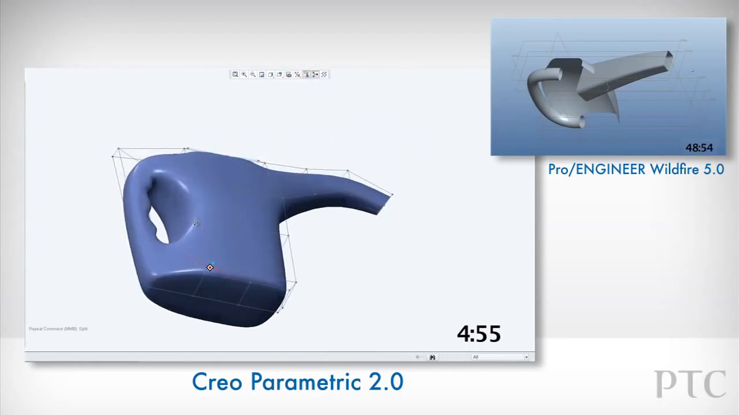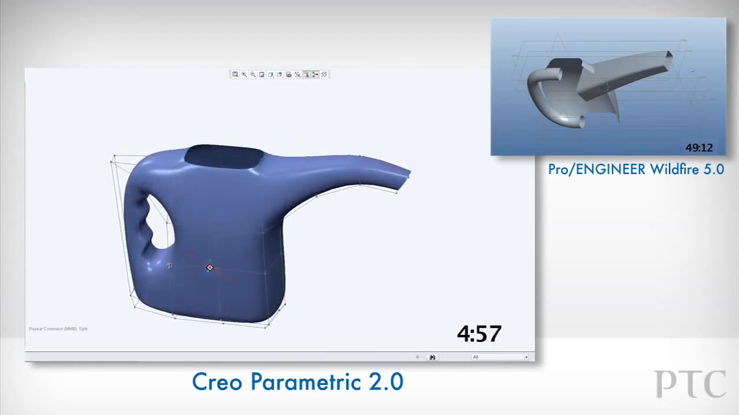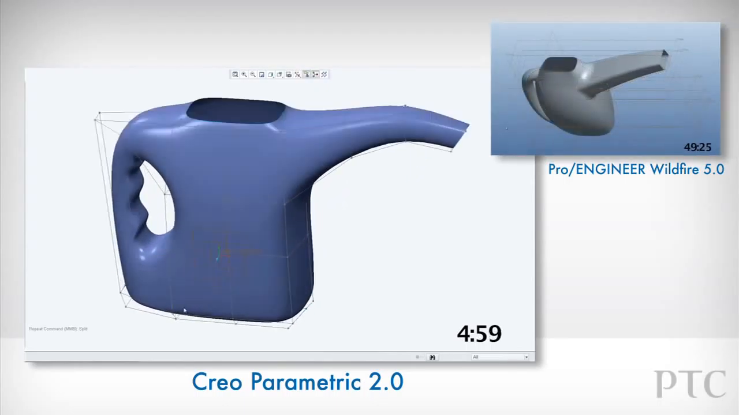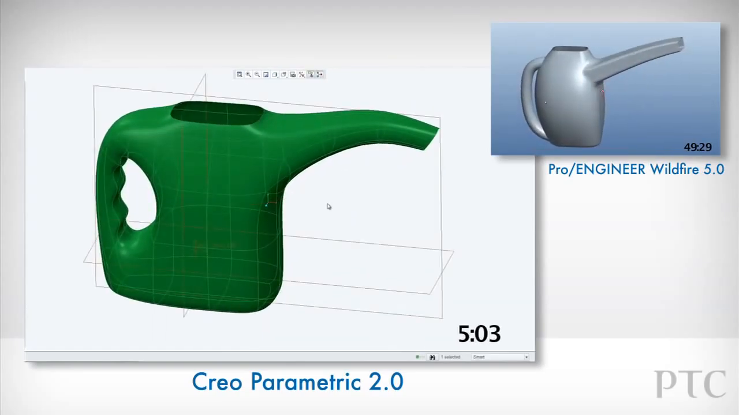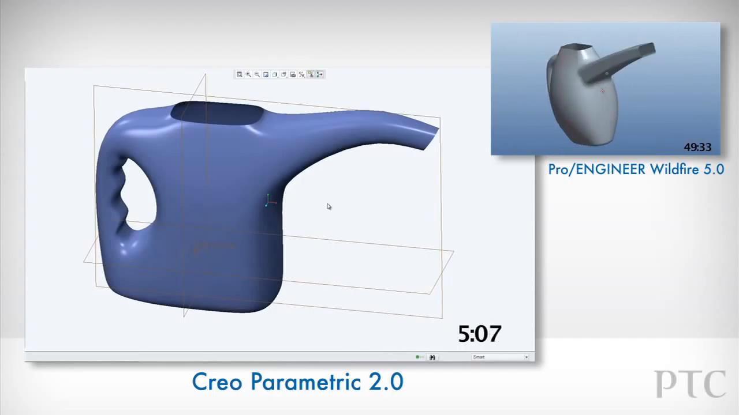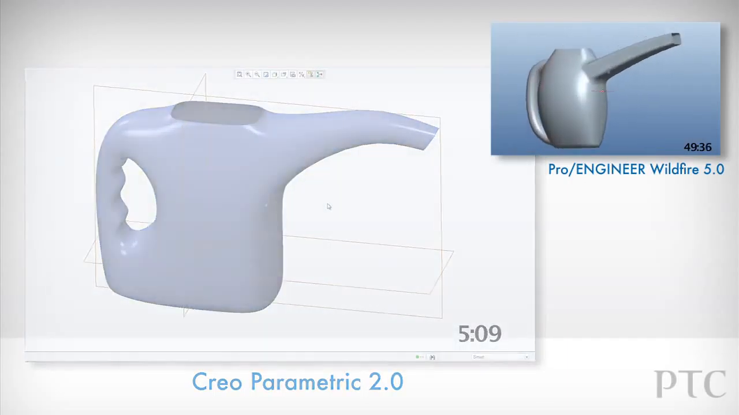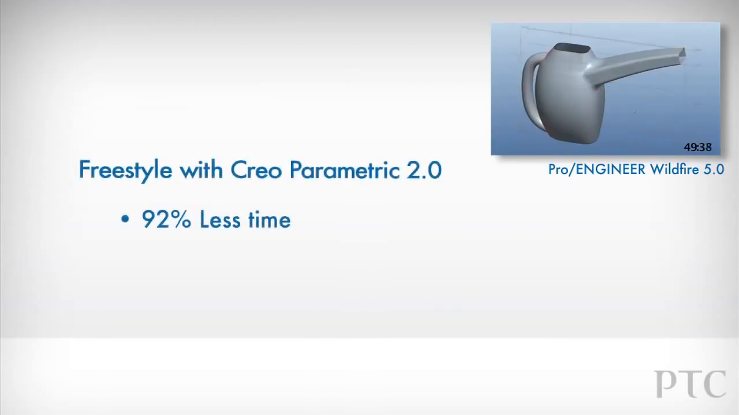And during concept design, when we're trying to quickly and easily iterate designs to explore alternatives, only Creo Parametric with Freestyle is the real choice. We've shown some of the key highlights in the new Freestyle command in Creo Parametric. The impact on design productivity is impressive. In this short comparison, I saved 92% of the time taken to achieve a similar result with Creo Parametric compared to Pro Engineer Wildfire.